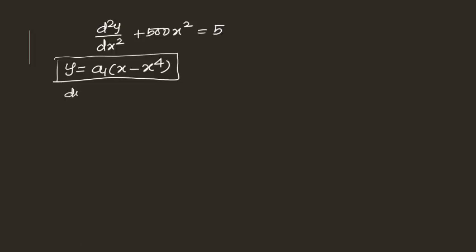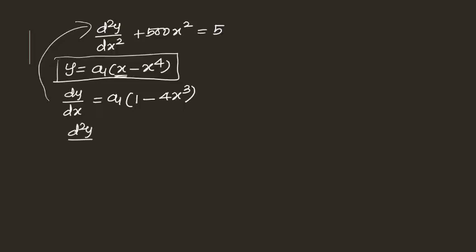So dy by dx is equal to a1 into the differential form for x is 1 minus the differential form for x power 4 is 4x cube. To compare this with the given differential equation, we have to once again differentiate with respect to x. So d square y by dx square is equal to a1 into the differential form for 1 is 0.